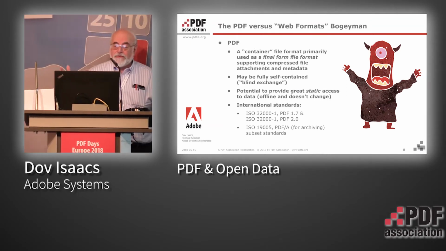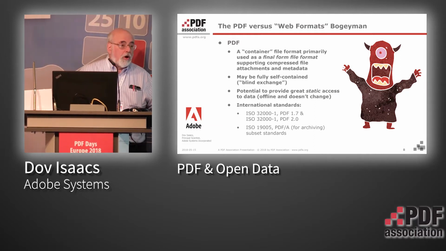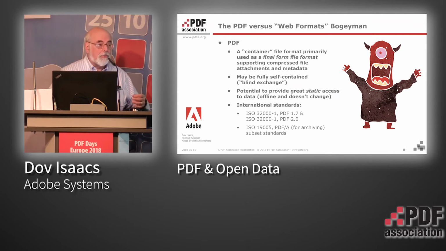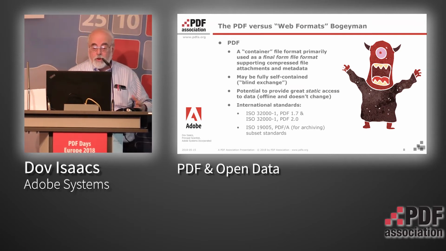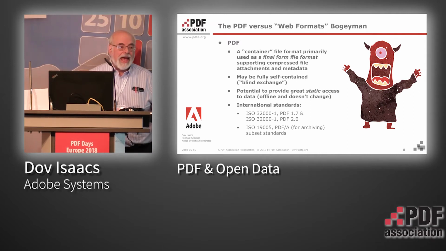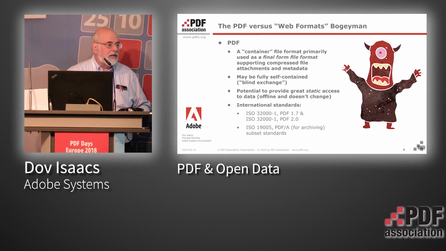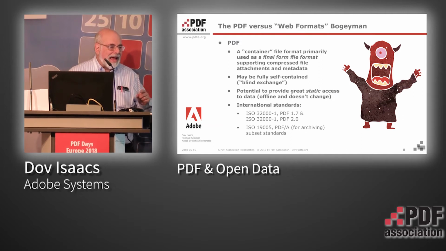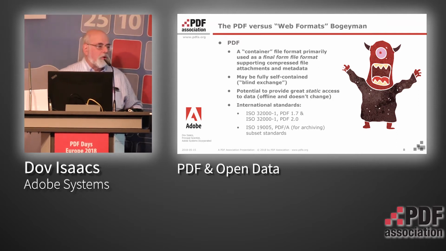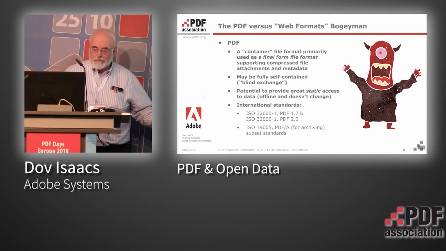PDF. It's basically a container file format primarily used over time as its final form file format, but it also supports compressed file attachments and metadata. And this is something that becomes rather important to us for what we're talking about this afternoon. It may be fully self-contained, something that has been called, maybe correctly or incorrectly, blind exchange. If you look at the PDFX file format subset of PDF, that X is from the X in exchange for blind exchange. Printers felt comfortable they were getting all the assets that were required to print the damn thing.